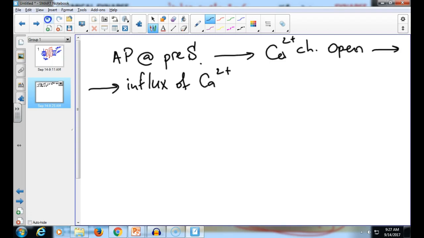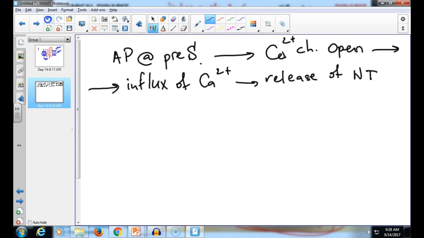Now, what does calcium do? What is its role? So, release of neurotransmitter. I'm skipping the moment when vesicles go to the membrane and fuse with it, right? But please keep it in mind. They don't just release neurotransmitter. They have to get to the membrane first. Does that make sense?